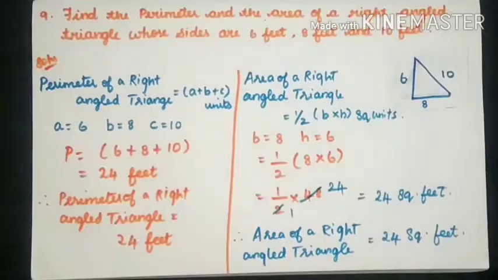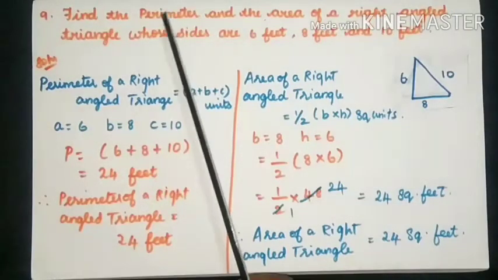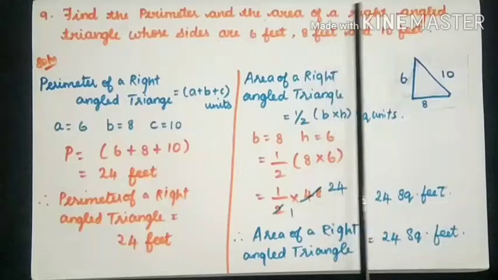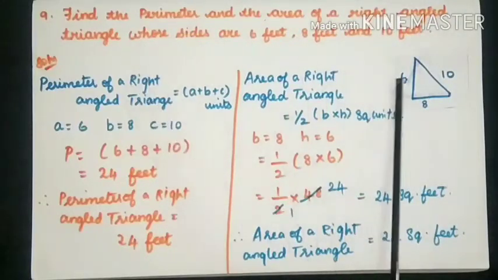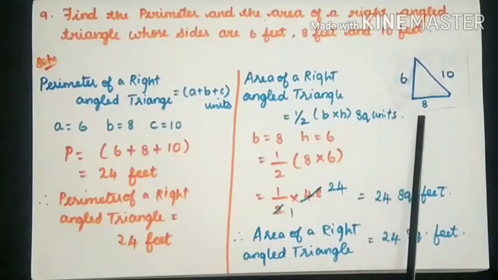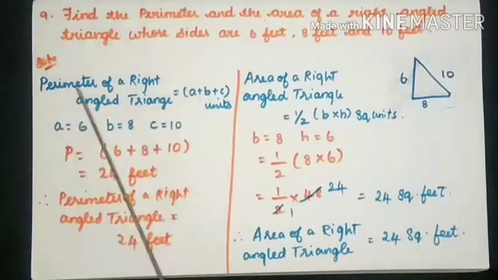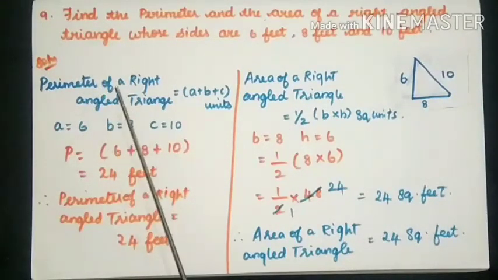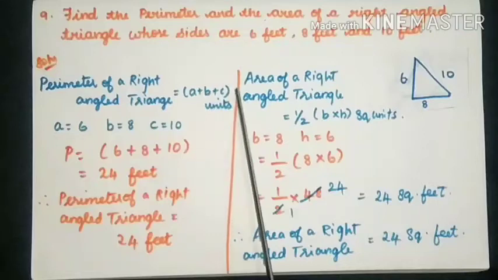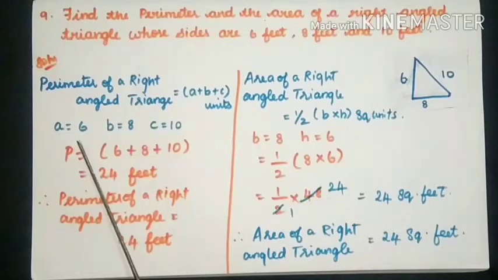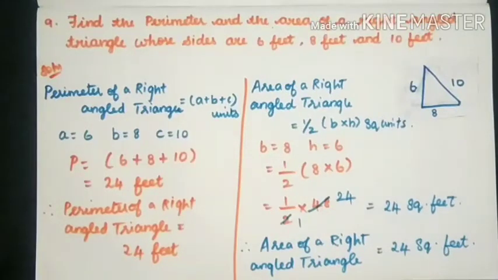Students, listen carefully. In this question, they are asking to find the perimeter and the area of a right angled triangle. Here the given sides are 6 feet, 8 feet and 10 feet. First, we have to find perimeter of a right angled triangle. A plus B plus C units. A value equal to 6, B equal to 8 and C equal to 10. To find the perimeter of a right angled triangle, we have to add the given sides. 6 plus 8 plus 10. 6 plus 8 plus 10 is equal to 24.